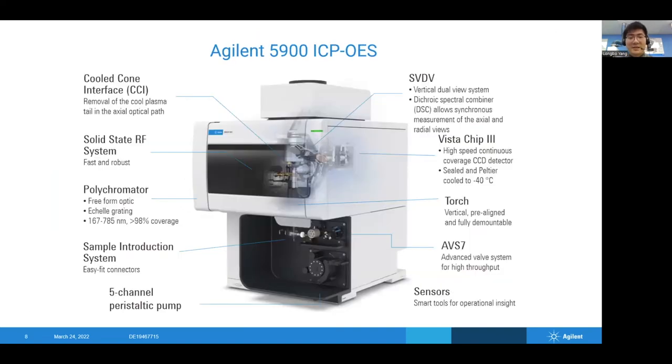And here is our Agilent 5900 ICP OES. We have a lot of award-winning designs and innovations, such as the polychromator with one-of-a-kind patent-pending freeform optics, the synchronous vertical dual view capability, as well as the solid state RF generator, and the third generation Vista chip detector. Our 5800 VDV ICP OES is essentially the same instrument, with the only difference being it doesn't have the AVS and the SVDV capability to start with, but we can add them on as accessories. I can go on and on about the bells and whistles of our instruments, but that's not why we're here. What we really want to get into is to talk about the challenges and the solutions of lithium-ion battery material testing.